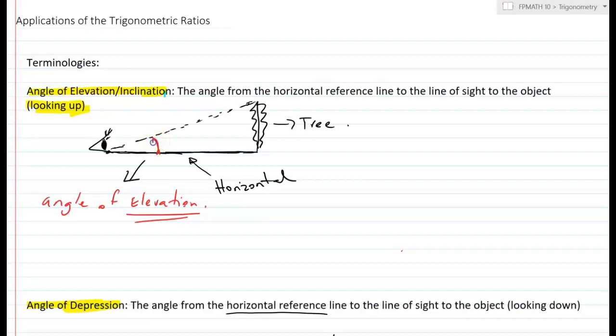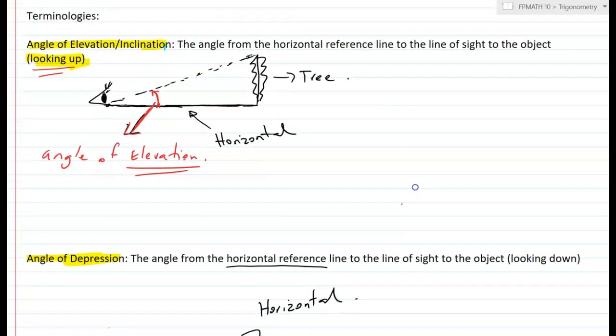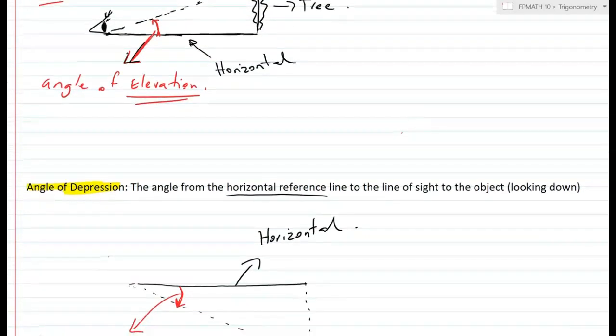That's the angle of elevation. And I say looking up because you always look up. And this will be the angle of elevation or inclination. Simple as that. And it's always measured based on the horizontal line. Okay, you're looking up. The angle of depression is exactly opposite of that.